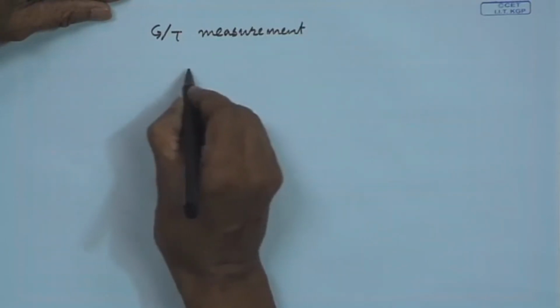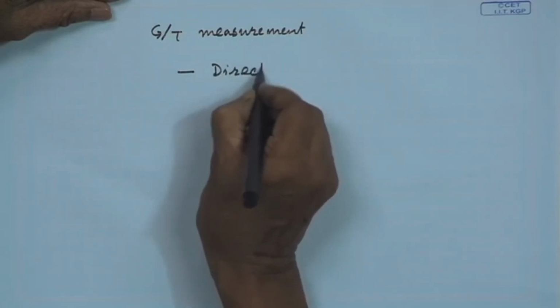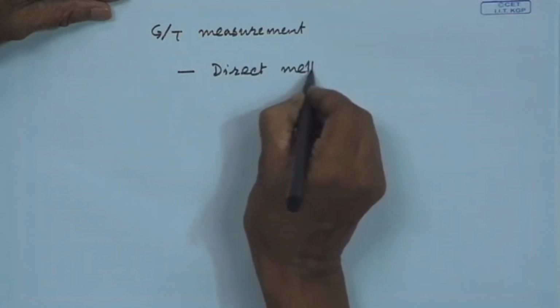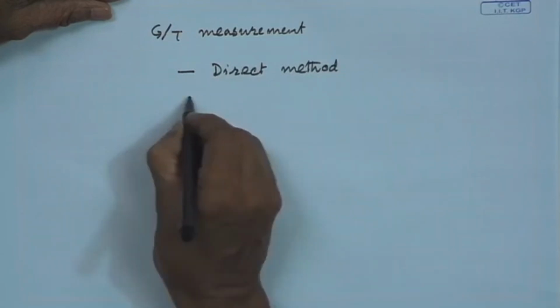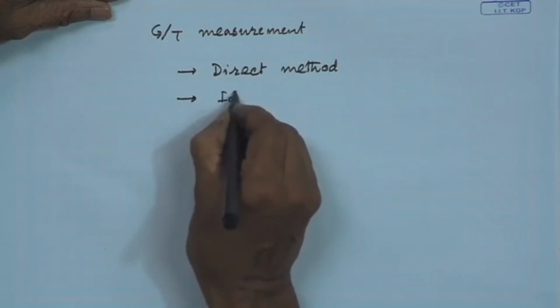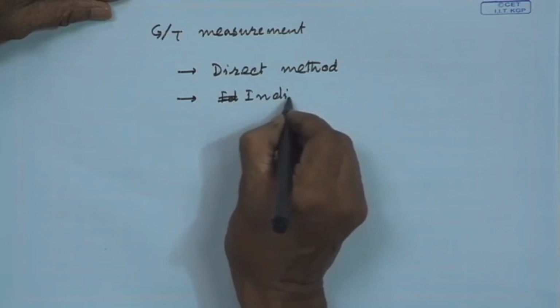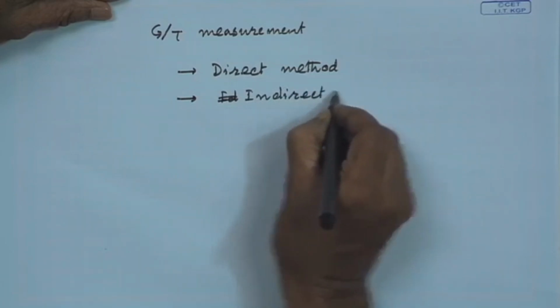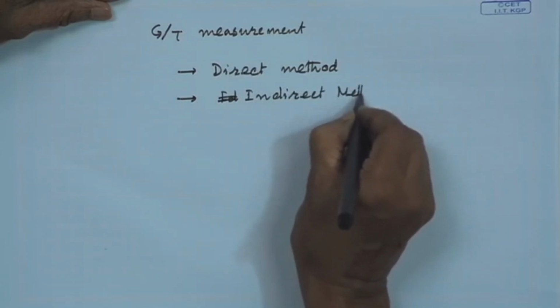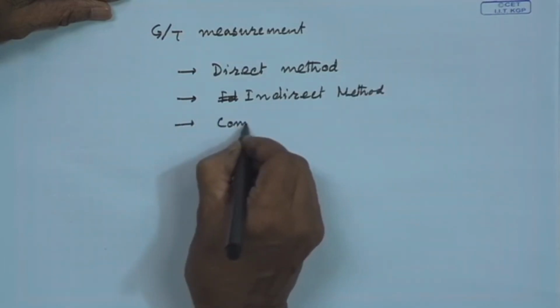G by T measurement can be done in various ways. One is direct method, one is indirect method, sorry, and another is called comparison method.